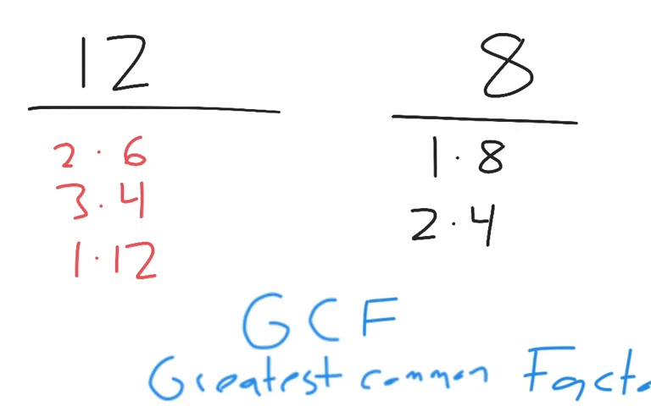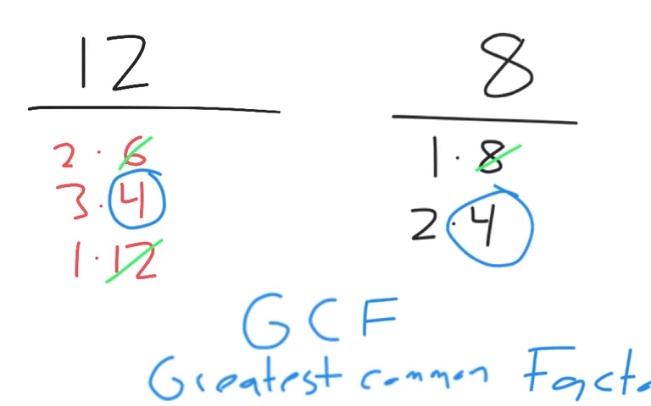So in this situation, if these were my two terms, 12 and 8, what is the greatest common factor that they share? Okay, well, their greatest factor is 12. Do they share 12 though? No. What's the next biggest factor? It's an 8. Do they share 8? No. What's the next biggest factor? 6. Do they share 6? No. What's the next biggest factor? 4. Do they share 4? That means 4 is the greatest common factor.